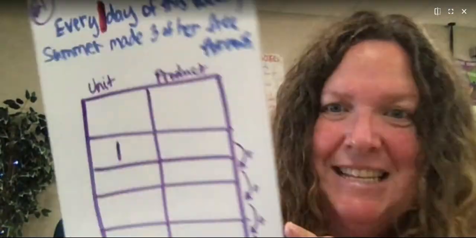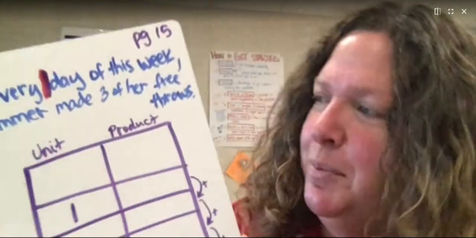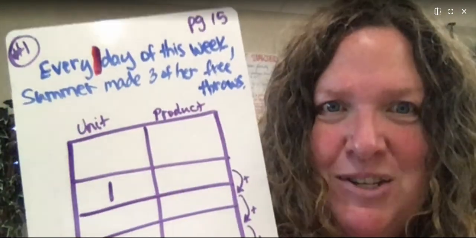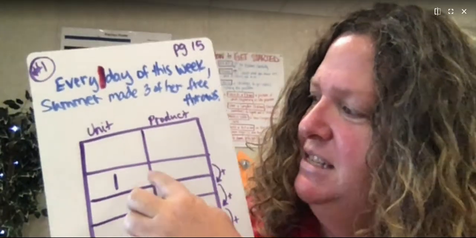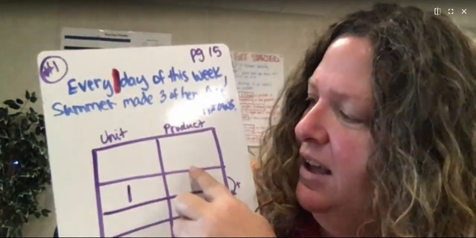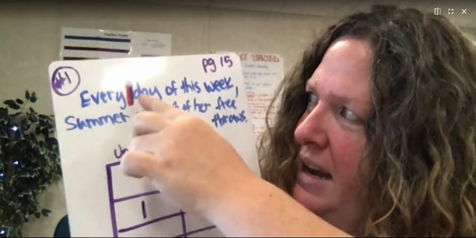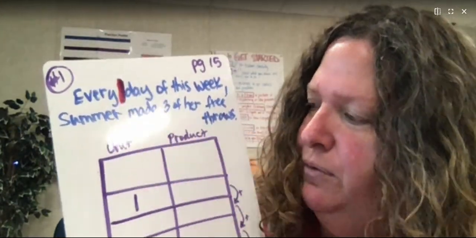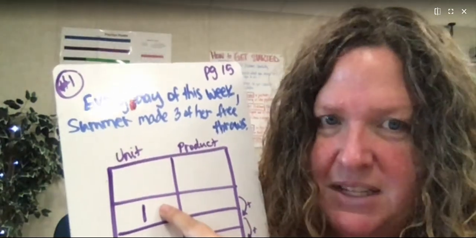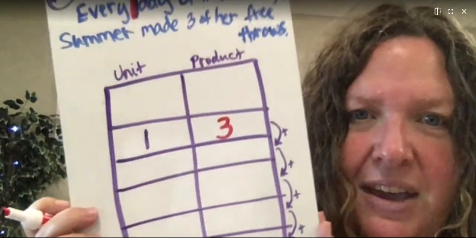Okay, my computer was a little messed up for a second there. But, okay, every day, Summer makes 3 of her free throws. So we can see on the first day, what number are we going to put in here? On day 1, this is every one day, she makes 3 of her free throws. So here's our 1. That's the unit. We're going to put in a 3. Every one day, she makes 3 free throws.